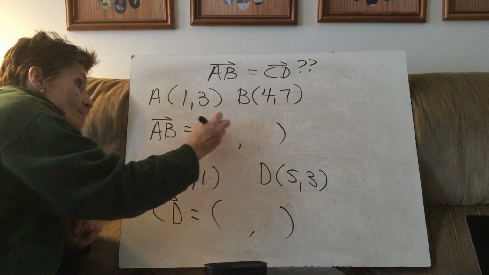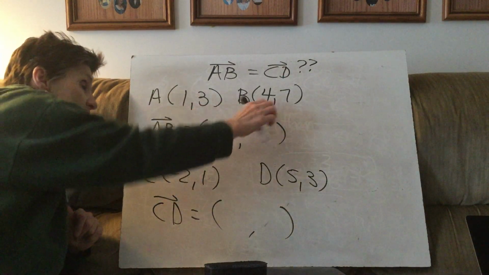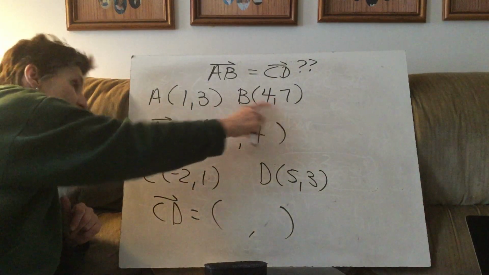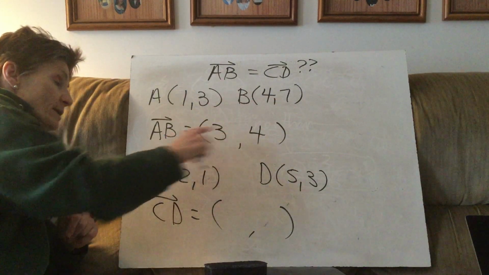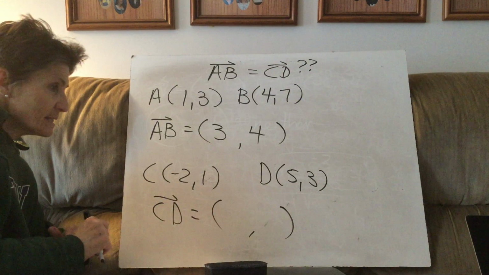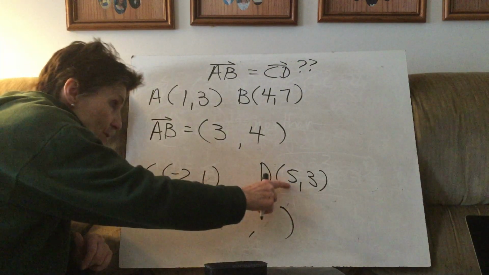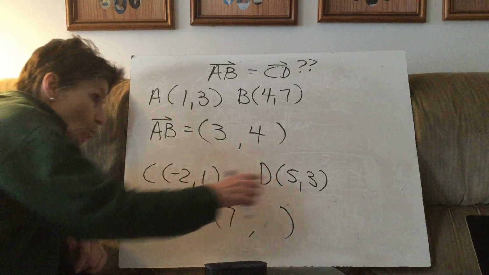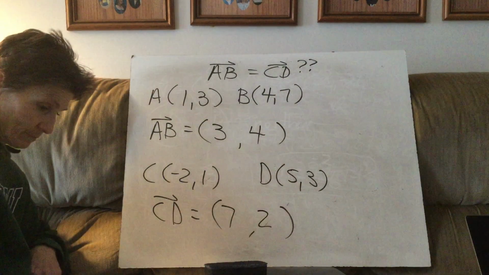1 to 4 is 3, 3 to 7 is 4, or 4 minus 1, 7 minus 3. There are the coordinates for vector AB. Now, what about from C to D? From -2 to 5 is 7, and from 1 to 3 is 2.